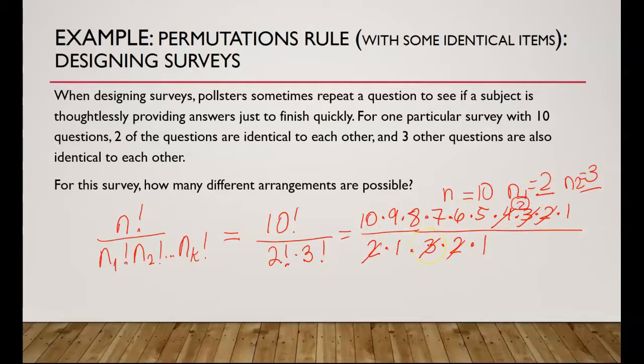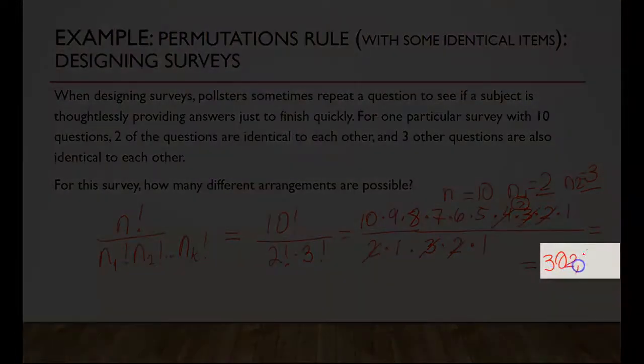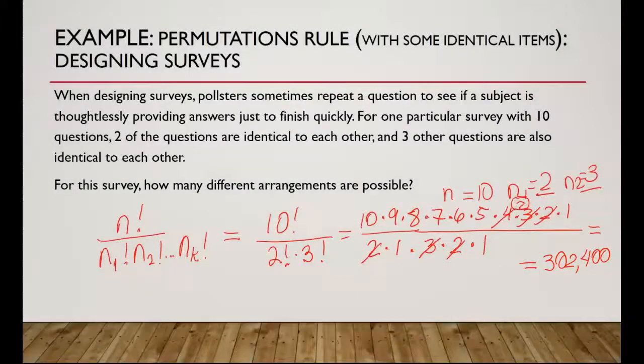Let's use the calculator for this. The answer is 302,400. It means there are 302,400 different possible arrangements of the 10 questions when the 2 items are identical and 3 other questions are also identical.